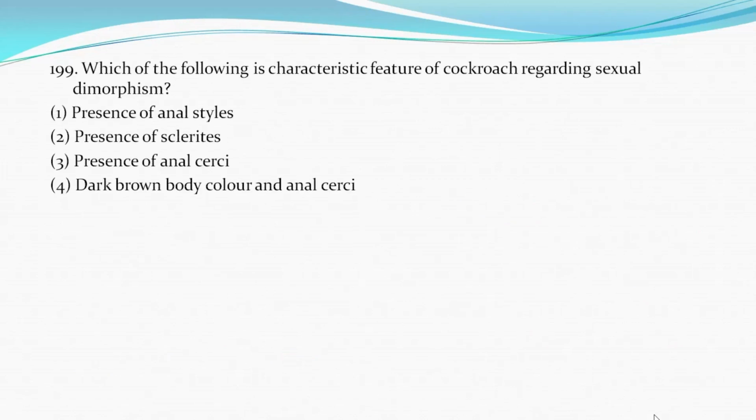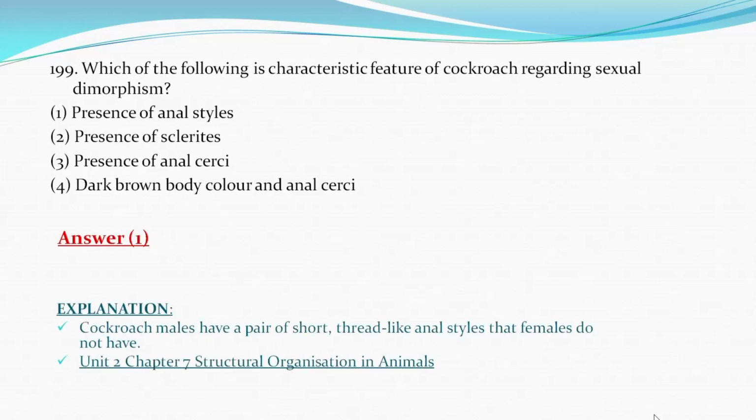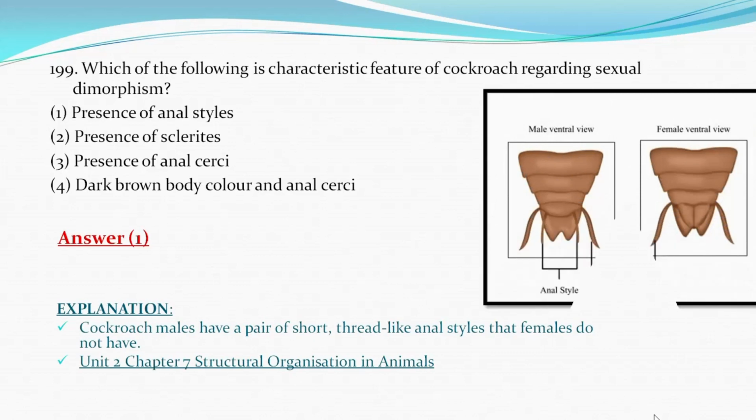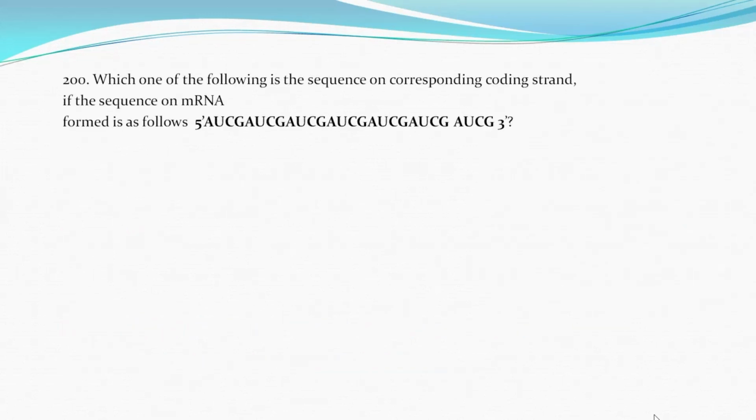Next question is, which of the following characteristics feature of cockroach regarding sexual dimorphism? The answer is option first, presence of anal styles. Explanation, cockroach males have a pair of short, thread-like anal styles that females do not have. This question is taken from Unit 2, Chapter 7, Structural Organization in Animals.